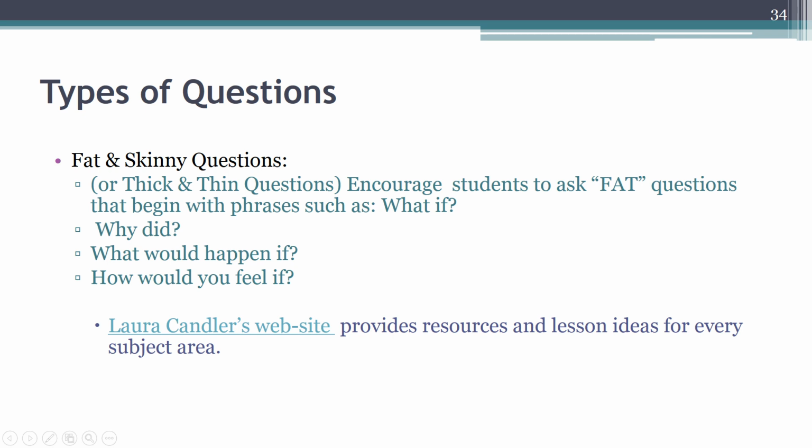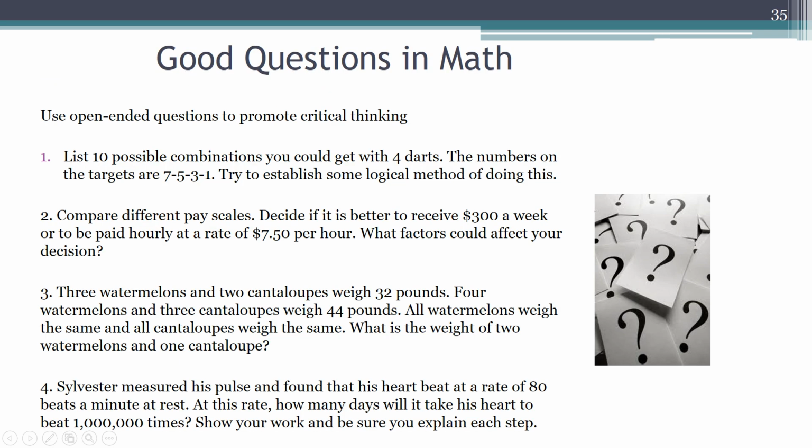So there are two types of questions, fat and skinny or thick and thin. And we want to ask students fat questions or thick questions, and we want to get our students used to asking those questions. So there are questions like, what if? Why did? What would happen? What would happen if? What would you feel if? And if you are interested in these types of questions for math, Laura Kendler's website has some great resources on this.